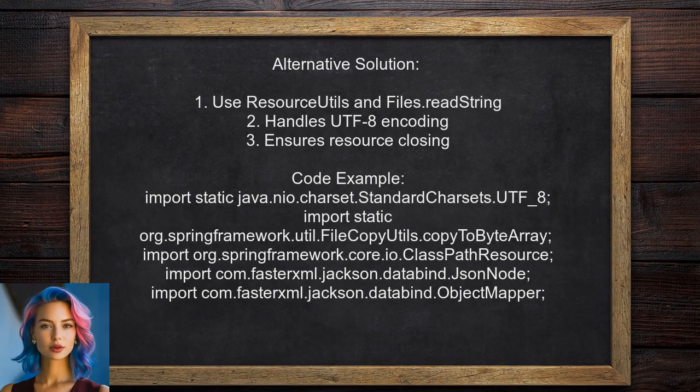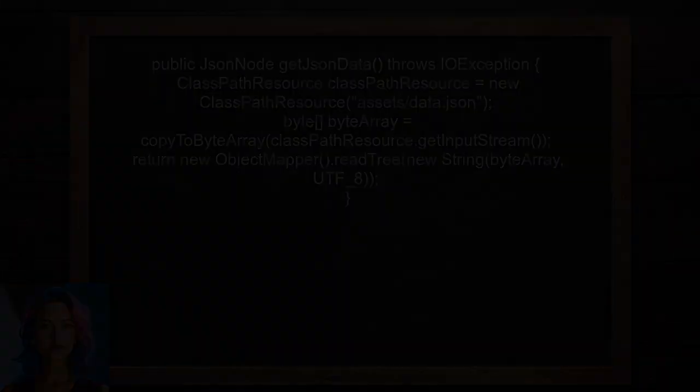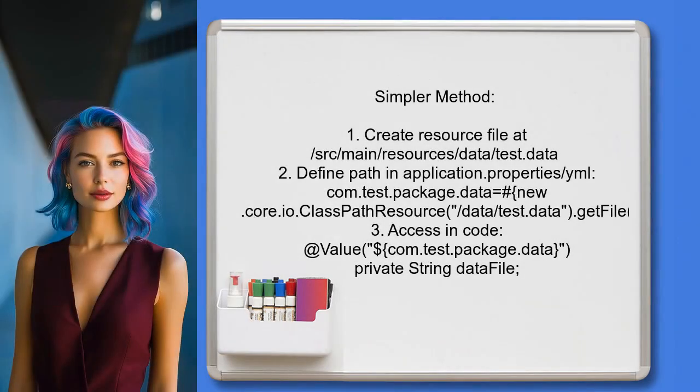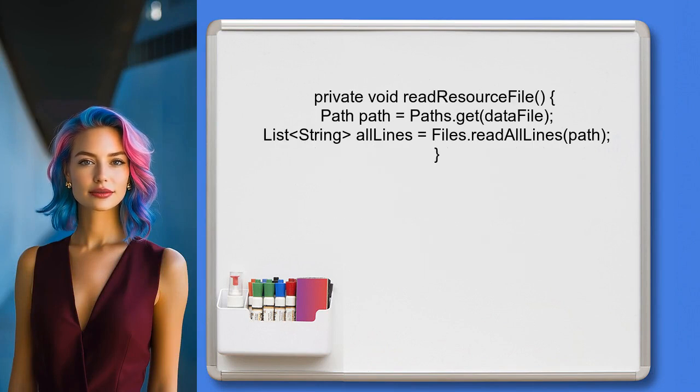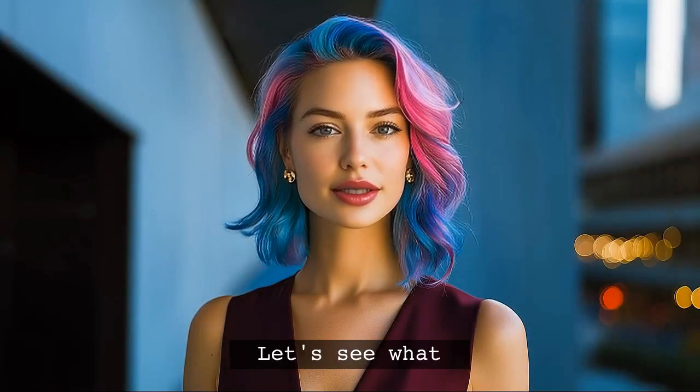An alternative solution involves using ResourceUtils and Java 11's Files.readString method. This approach handles UTF-8 encoding and ensures resources are properly closed. For a simpler method, create your resource file under main resources data test.data, define its path in application.properties or YML, and then access it in your code using the @Value annotation. That's all for that response. Let's see what someone else had to say.